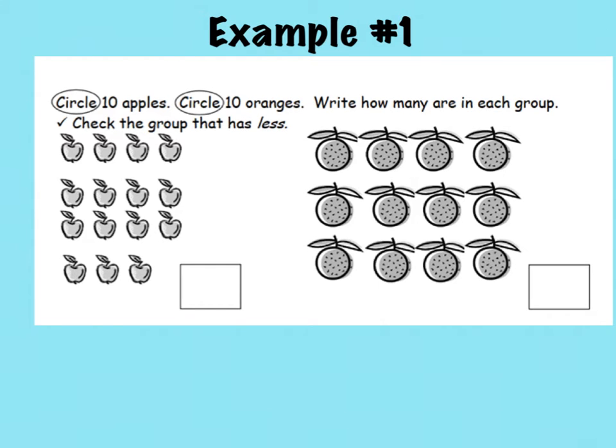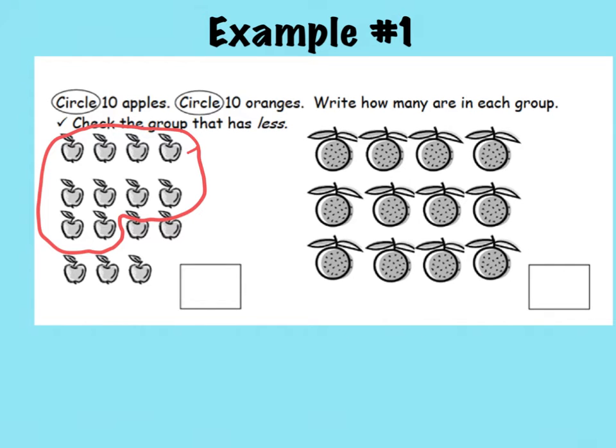Let's do some practice. In this example, we are going to circle 10 apples, circle 10 oranges, write how many are in each group, then check the group that has less. Remember, we defined less as having a smaller amount. Let's begin by counting out 10 apples. 1, 2, 3, 4, 5, 6, 7, 8, 9, 10. Let's circle those 10 apples.